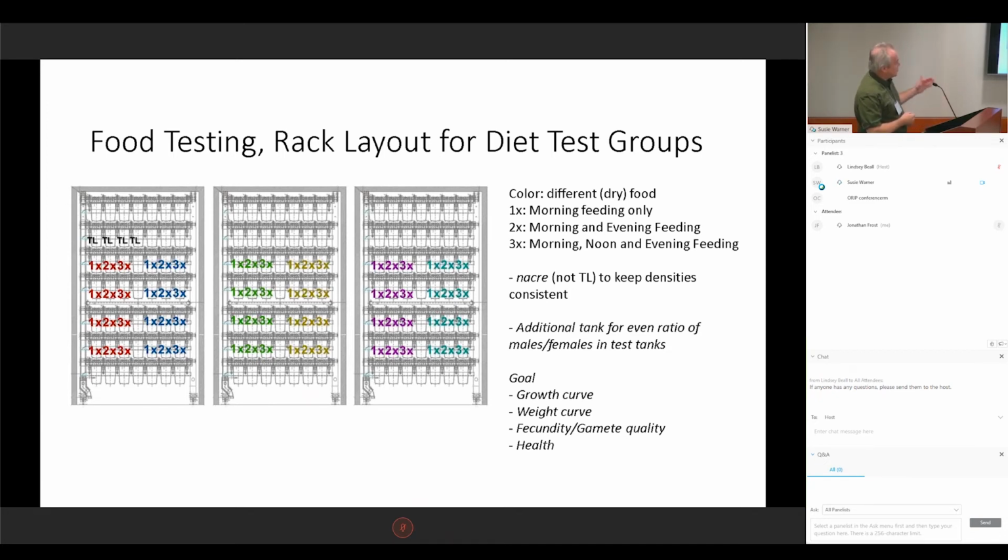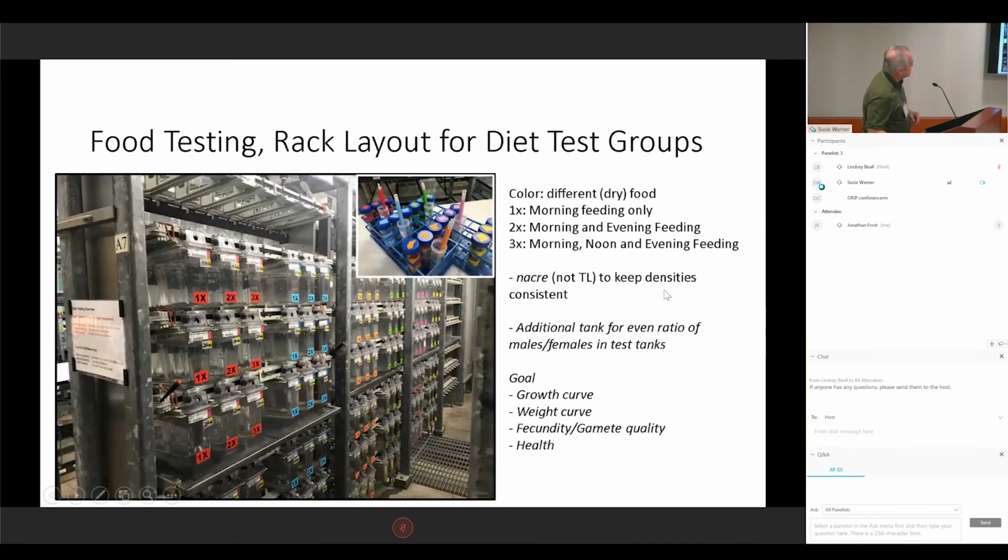And then we want to learn about the growth curve that these fish experience, the weight curve. We want to look at fecundity and breeding. And then we also want to look at general health of the zebrafish, which includes adipose tissue and resistance to certain pathogens. And so this is how it looks in real life. So we have these tanks nicely labeled, and the food and the spoons are labeled accordingly, and that removes all bias. In principle, we should not know what food it is, except I do, unfortunately.